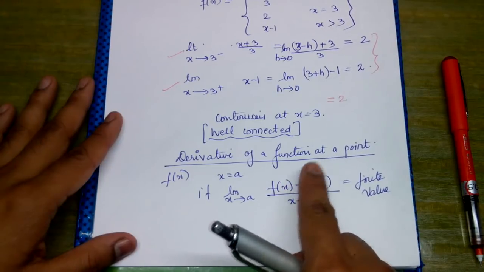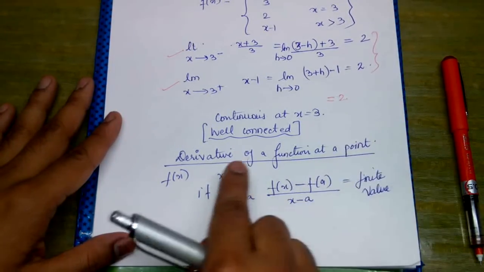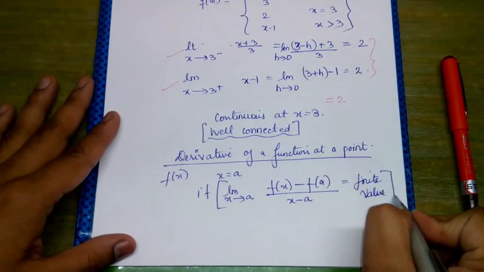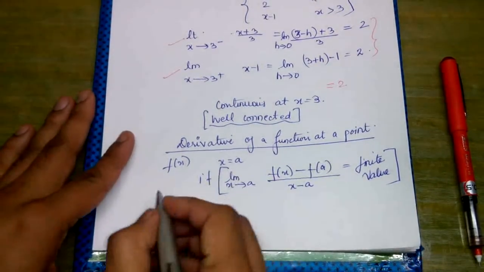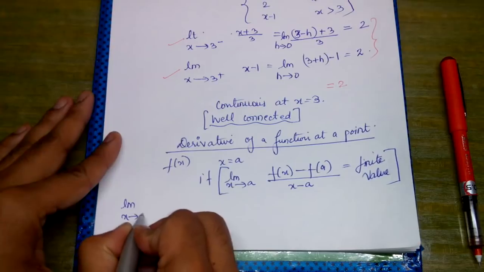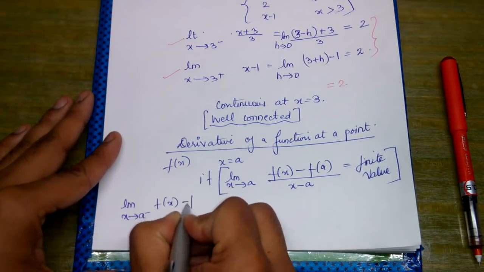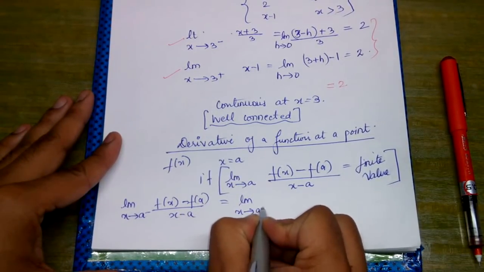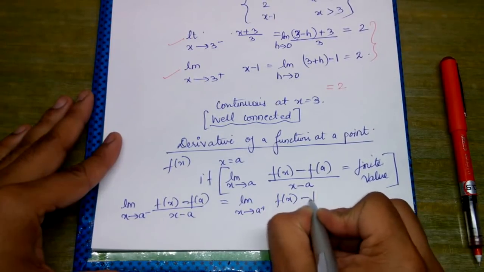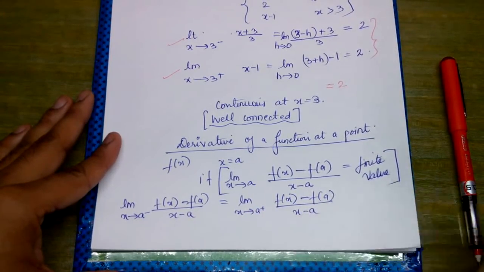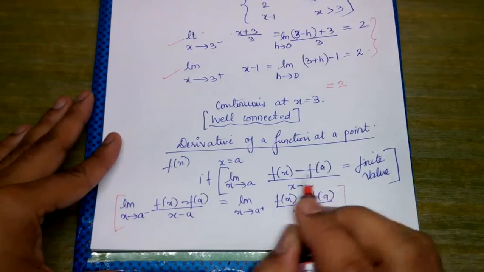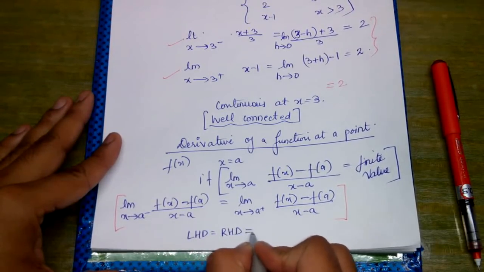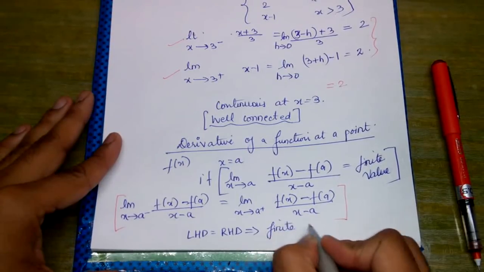So if (f(x) − f(a))/(x − a) has a finite value, then the function f(x) is said to be derivable at the point x = a. This also simply means that the limit as x tends to a from the left of (f(x) − f(a))/(x − a) should be equal to the limit as x tends to a from the right of (f(x) − f(a))/(x − a). That means the limits are the same, the left hand derivative is equal to the right hand derivative, and they both should possess a finite value.